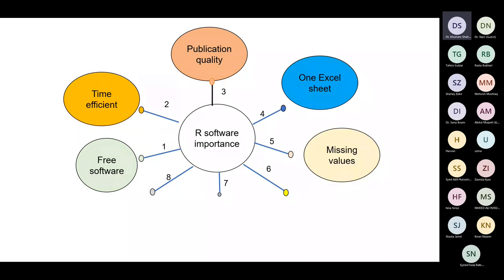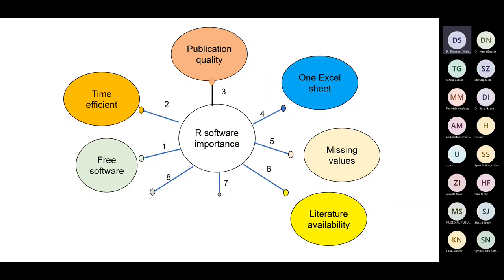And then I already said that the missing values, we can deal with easily in the R software. Literature availability: I saw that many people are trained for you, many blogs, websites and communities are available to teach you. And one thing people are afraid of, I already said in many workshops, is that you do not need to develop coding. All the coding, all the functions you want are already available on websites.